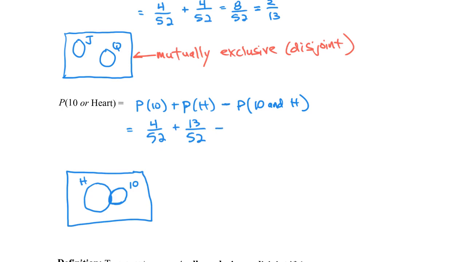And now we go minus. Just think, what's the probability of drawing one card and getting a 10 and a heart? In other words, a 10 of hearts. There's only one 10 of hearts. So we're going to subtract off 1 out of 52. And when we do that, we get 16 out of 52, or 4 out of 13. And the difference between these two is this one is not mutually exclusive.